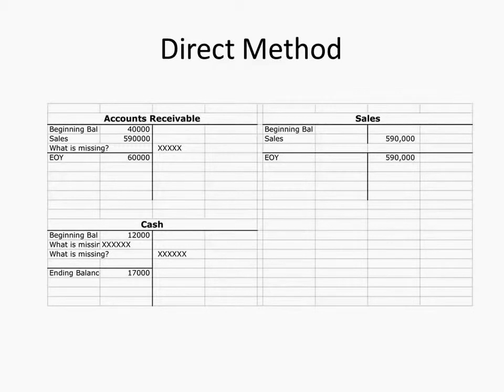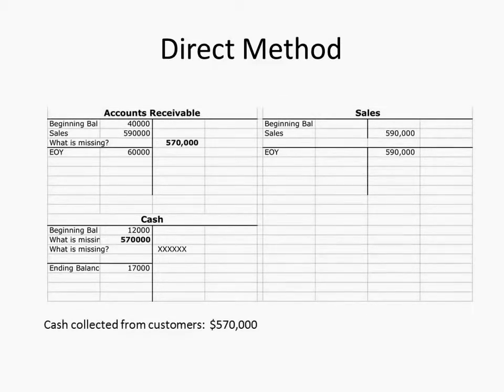So you have 590 in sales. You would have received 570. Your end of year balance is 60,000. Your beginning of year balance was 20. Therefore, sales cash collected from customers becomes 570. Okay? So the next piece here, any questions on that?